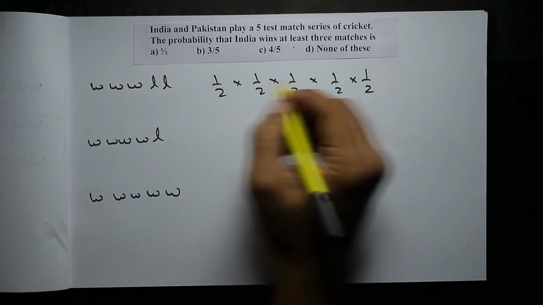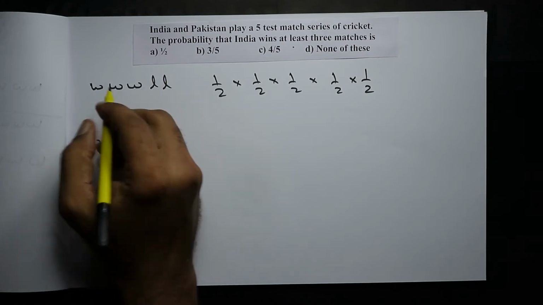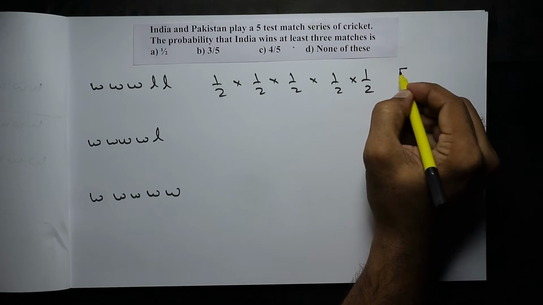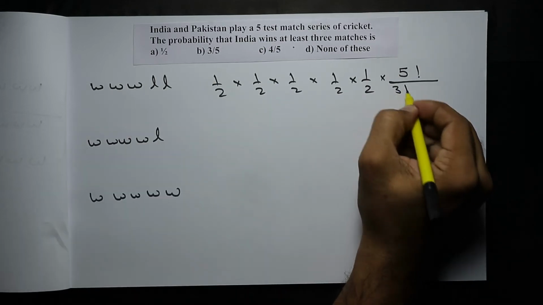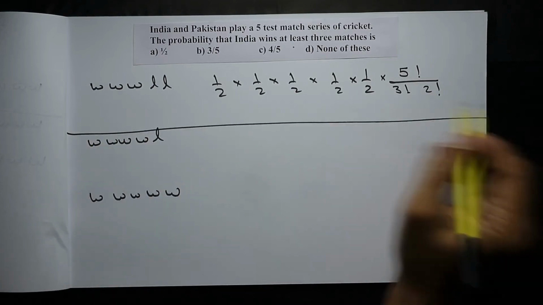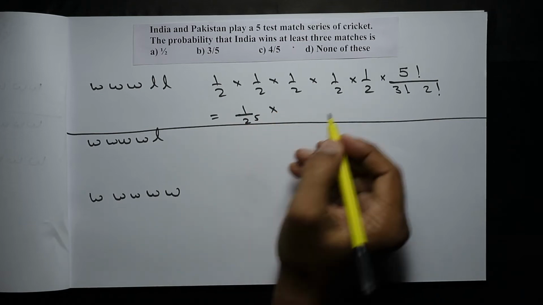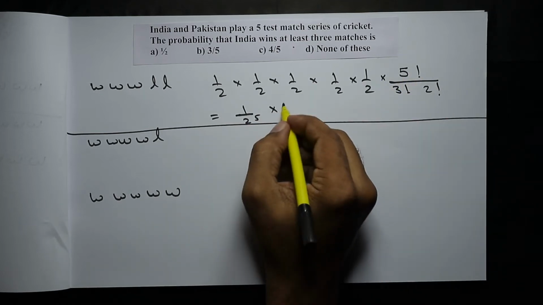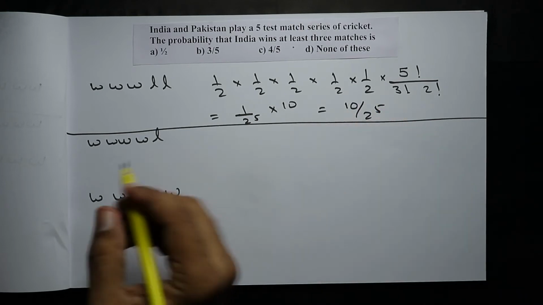These 2 losses and 3 wins can be interchanged among themselves. That is given by n factorial by k1 factorial into k2 factorial. Here n is equal to 5. 5 of them are there, out of which 3 of them are the same and 2 of them are the same. So let us calculate this value. You will get 1 by 2 raised to 5 into 10, so that will be 10 by 2 raised to 5.